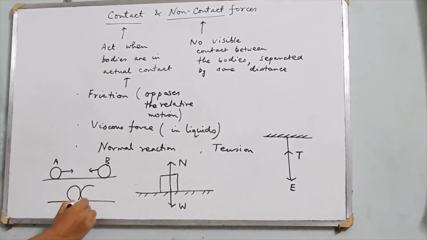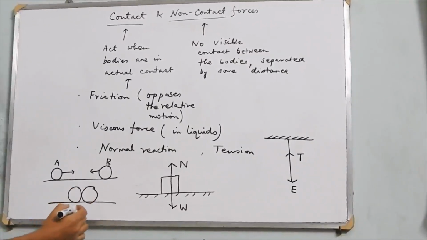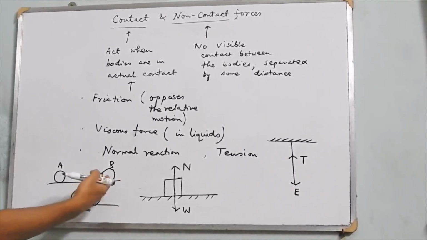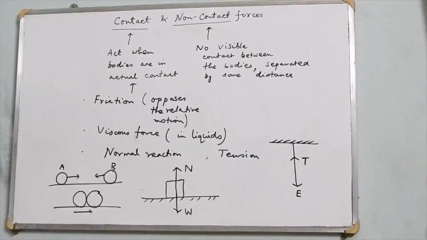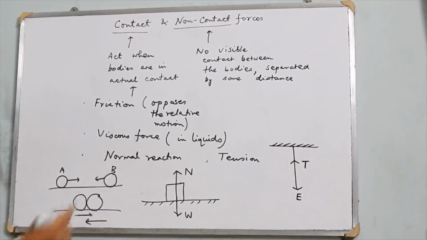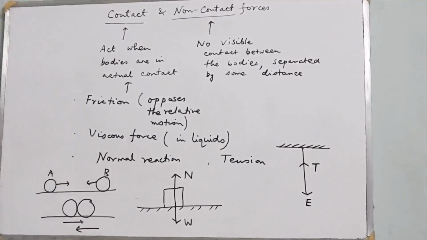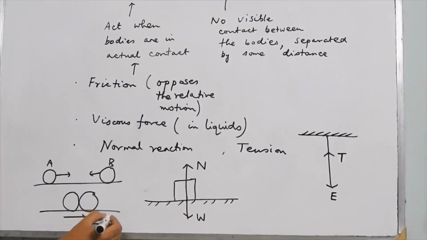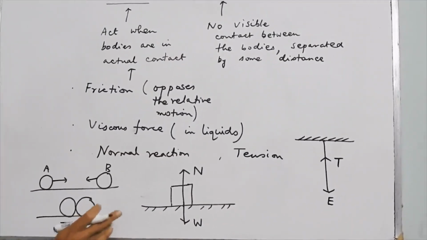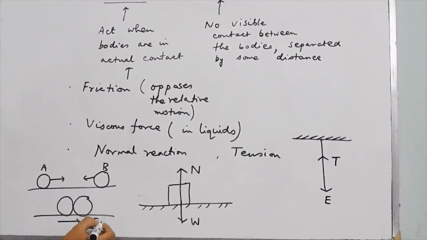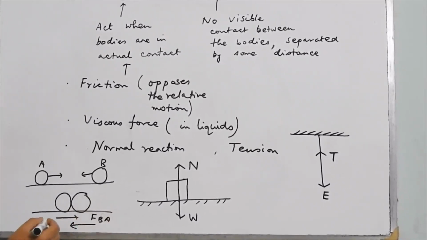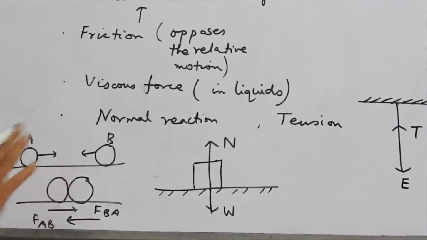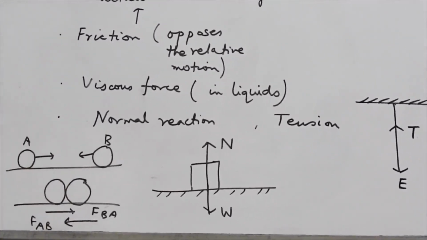So at the moment they collide, they exert a force on each other. One force exerted by the body A on B is along this direction, and the body B exerts a force on A along this direction. These are forces which are definitely developed when the bodies are in contact during their state of collision. So you can call this force as force exerted by A on B, and this can be called as force exerted by B on A. These forces are both equal and opposite according to Newton's third law.